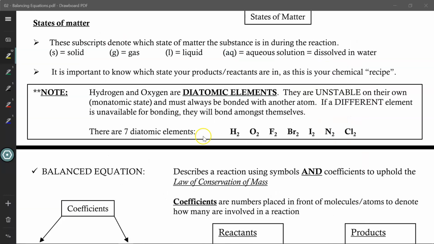Now, truth be told, most students do not use that small trick to memorize the 7 diatomic elements. Instead, they just shove all the letters together into one giant word, Hofbrinkel. Some students use Brinkel-Hof, but most will use Hofbrinkel. Regardless, do whatever works for you.